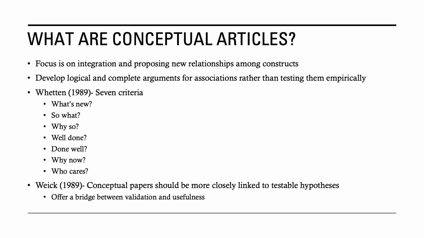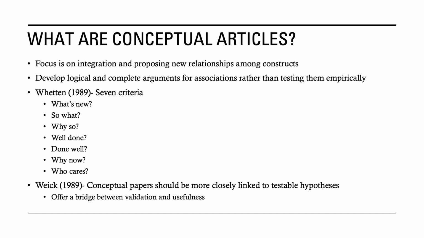Witten noted that conceptual papers should be judged on 7 criteria: what's new, so what, why so, well done, why now, and who cares. Although theory papers don't need to address all 7 of Witten's questions in detail, it is suggested that it is critical that they take a problem-focused approach and address the what's new question thoroughly.